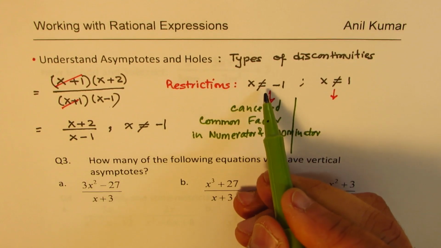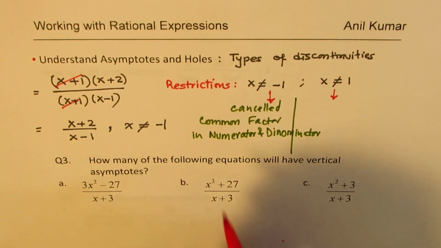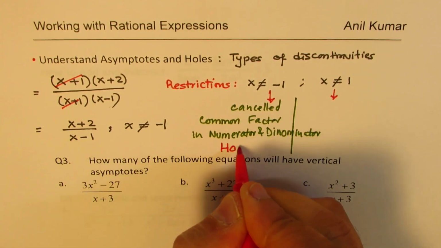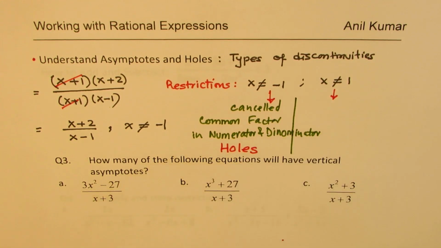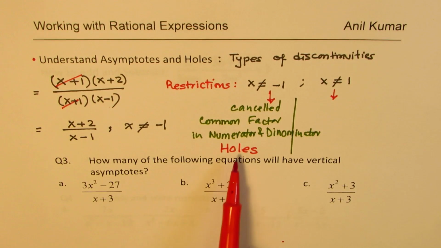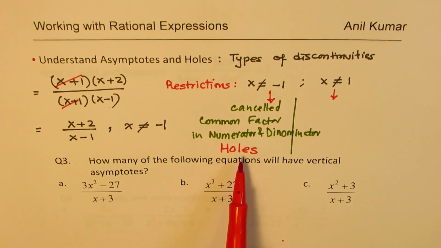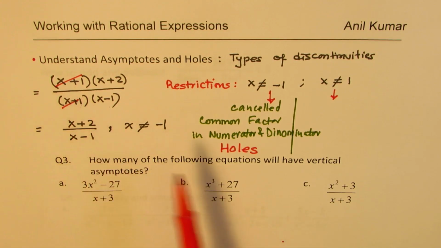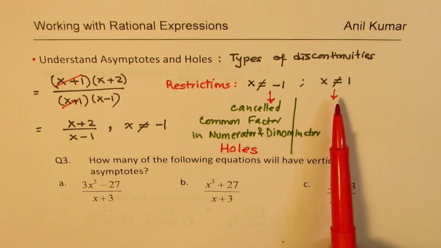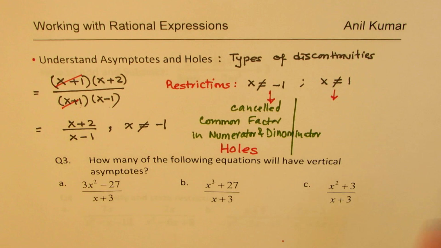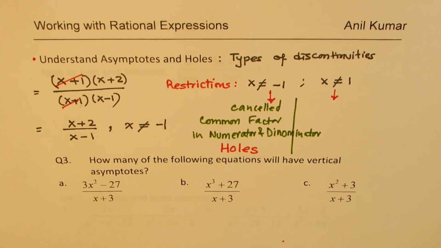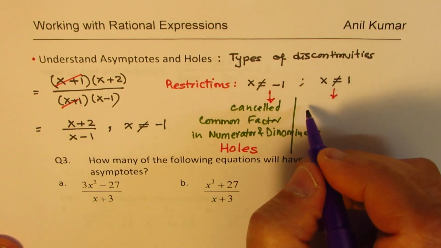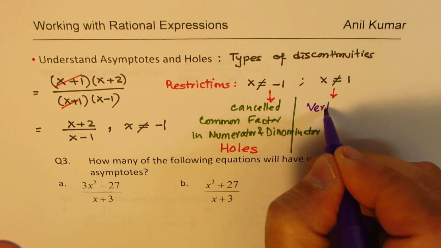Now these kind of restrictions lead to holes. We'll see in later examples how to represent them on a graph. But you should understand that those which cancel out lead to holes. Perfect. And those which remain, they lead to vertical asymptotes. Right. So this is the other kind of restriction, and they lead to vertical asymptotes.